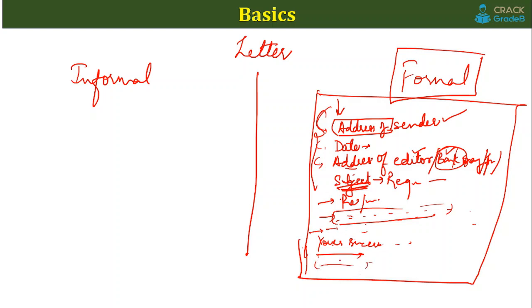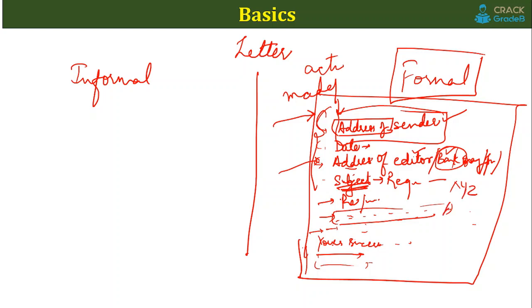Obviously you don't have to write your own name, because that is not allowed in the examination. You are not supposed to write the actual information. What you need to write is made up information. For example, if the address of the sender is given in the formal letter question in the actual examination, you only have to write it like that. And if the address of the editor or the receiver is also given, then definitely you have to write it according to the question that has been asked. But if it is not given, then you have to make up any address. For example, let's say XYZ, or ABC or PQR.